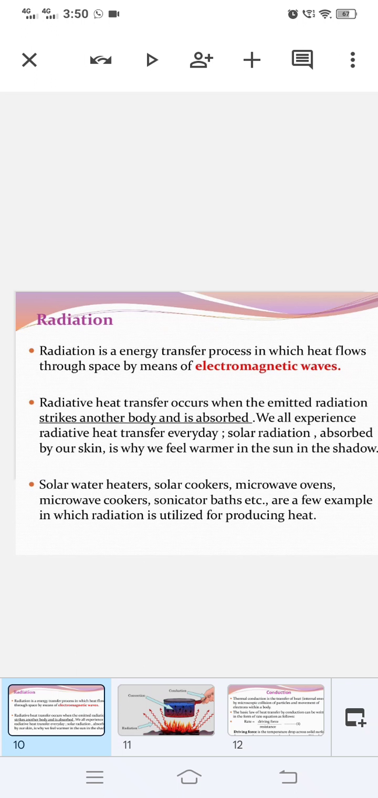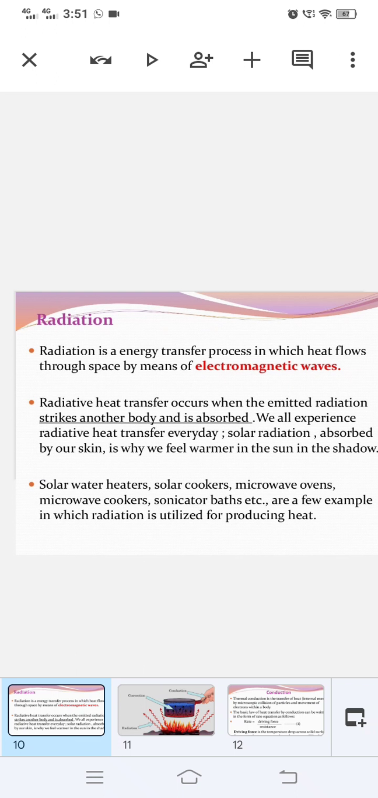Now, what happens here? When radiative heat transfer occurs, that is, when heat transfer is taking place with the help of radiation, the emitted radiation strikes another body. The body which the radiation strikes absorbs that radiation, and only then can heat transfer take place. The best example is our solar radiation, which we all experience in day-to-day life. Solar radiation is absorbed by our skin, and that's why we feel warmer when we are under the sun.